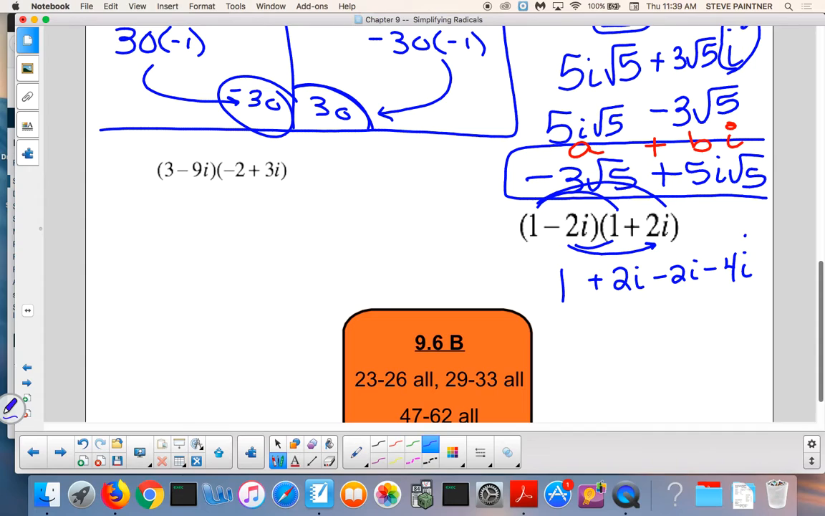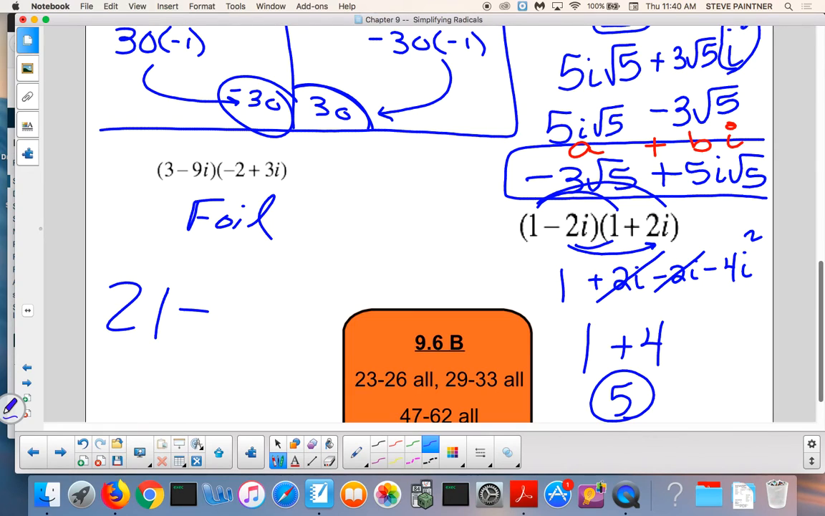Minus 4 i squared. Sorry, I'm going so fast. What about the 2i and the minus 2i? Those cancel. Negative 4 times negative 1. Guys, what's negative 4 times negative 1? Plus 4. Answer? 5. Okay, this one, I'm just going to write, foil. 21 plus 27i. Write that down. That's the answer.